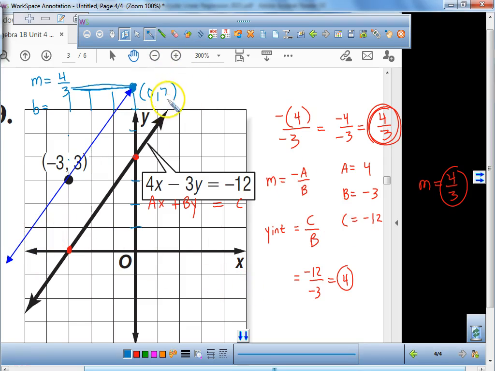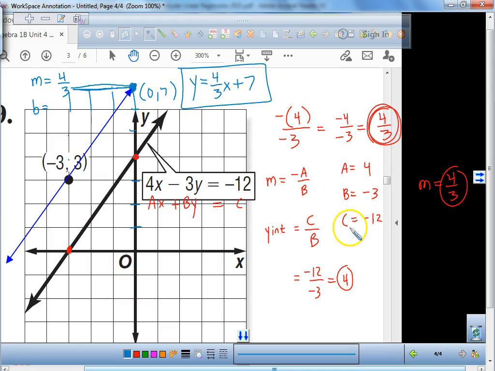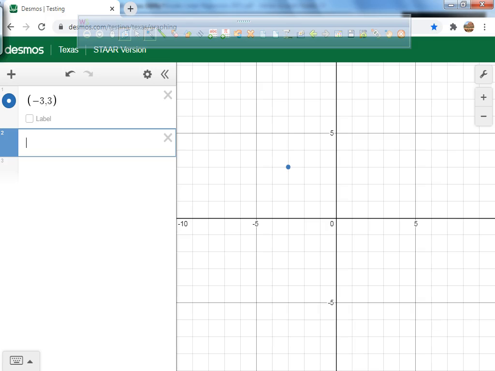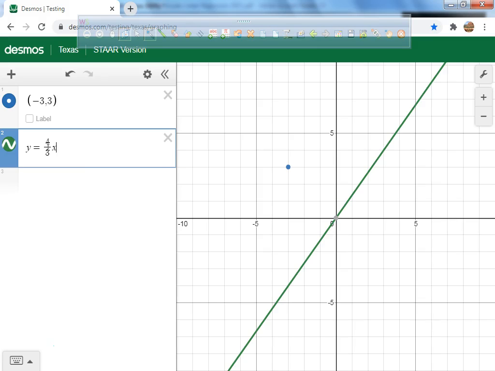So after you do this, what's the final answer for this? y equals 4/3 x plus 7. Now I did not do this algebraically, all right? We did it graphically. We solved it by using what? The graph. So type this into Desmos. After you write that down, type it into Desmos. Here we go. y equals 4 divided by 3, x plus 7.